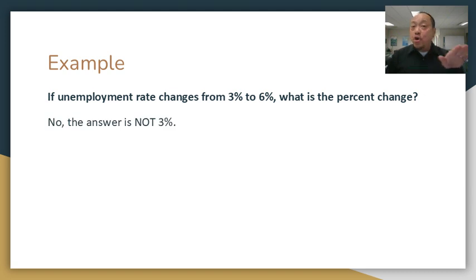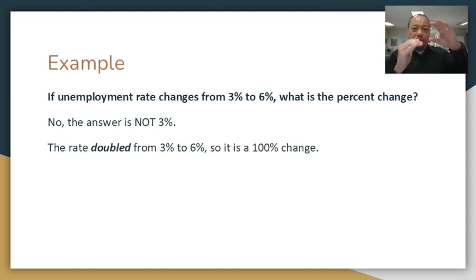The answer is not 3%. Why not? Let me show you. Going from 3% to 6% is doubling it. When we double something, it's a 100% increase, not a 3% increase.